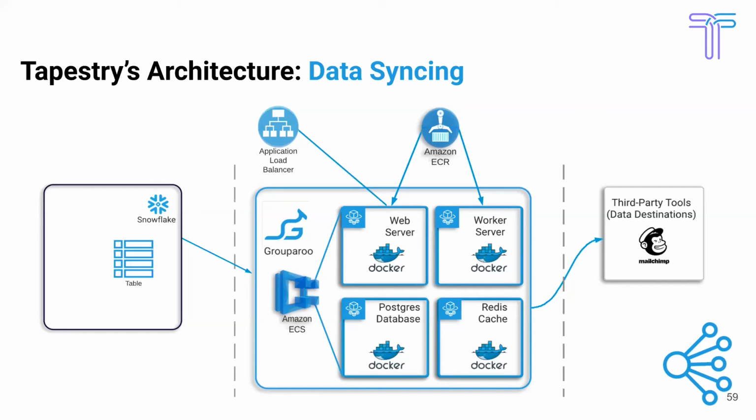Additionally, since we used a load balancer, we are also set up nicely to horizontally scale in the future if need be. Once Group.ru is deployed, you are ready to start pulling data from your warehouse and syncing it into other third-party tools like MailChimp.